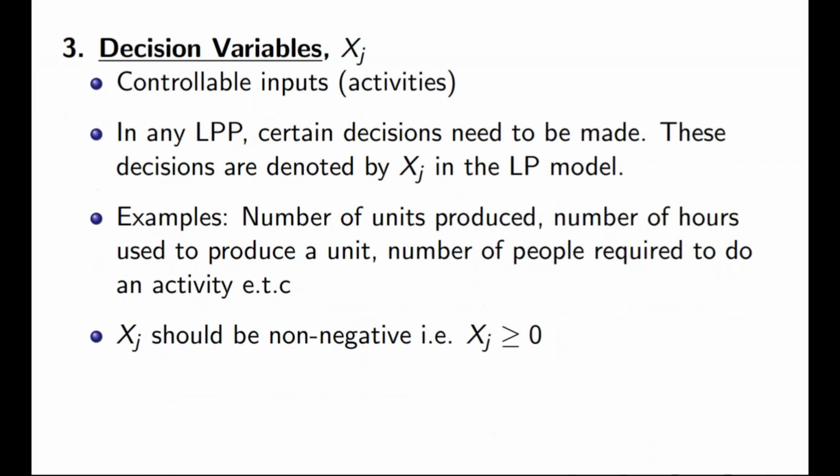Decision variables, controllable inputs. In any LPP, certain decisions need to be made. These decisions are denoted by xj in the LP model. Examples: number of units produced, number of hours used to produce a unit, number of people required to do an activity, etc. xj should be non-negative, i.e., xj greater than or equal to 0.